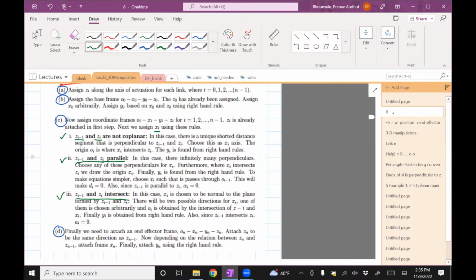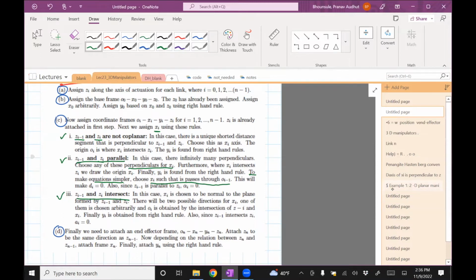So then we go and read this. There are infinitely many perpendiculars, right? If two things are parallel, there can be infinitely many lines between them. So it says choose any of these perpendiculars. Okay. There's actually a trick here. To make the equation simpler, choose Xi such that it passes through O(i-1). So what it's saying is, for this particular manipulator, since there are infinitely many lines, just choose it so that it passes through O(i-1), or O0.